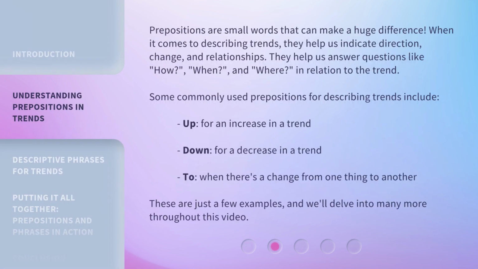Prepositions are small words that can make a huge difference. When it comes to describing trends, they help us indicate direction, change, and relationships. They help us answer questions like how, when, and where in relation to the trend. Some commonly used prepositions for describing trends include up, for an increase in a trend, down, for a decrease in a trend, to, when there's a change from one thing to another. These are just a few examples, and we'll delve into many more throughout this video.